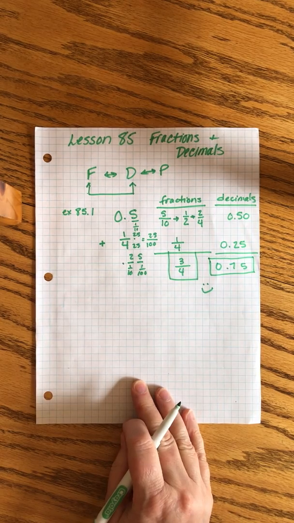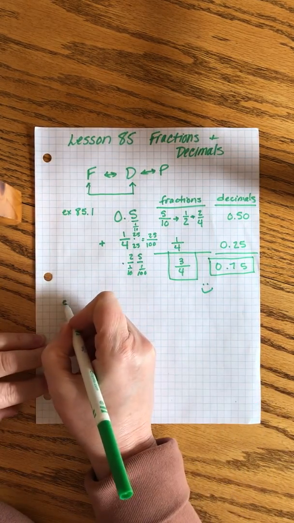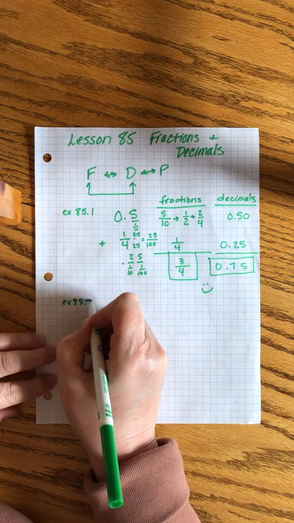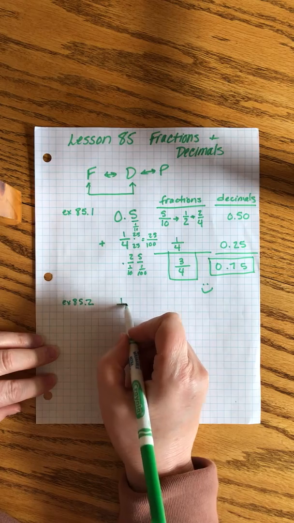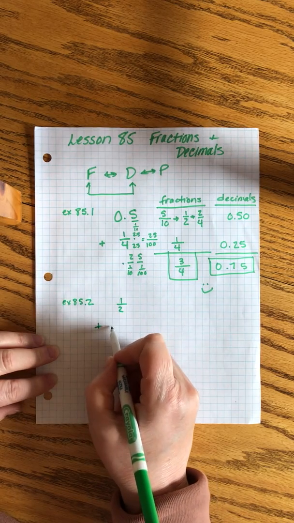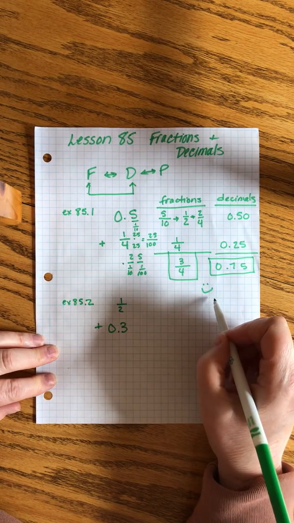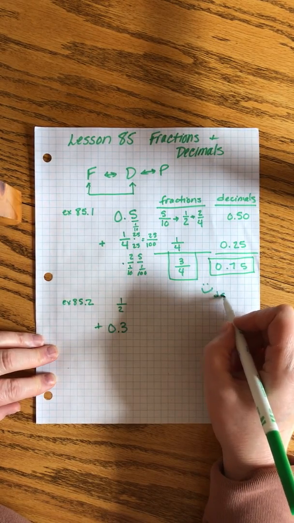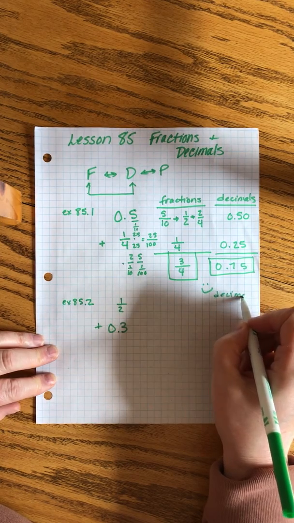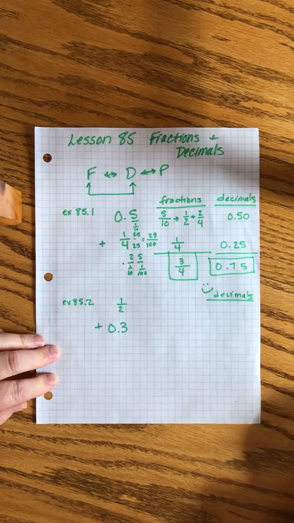Make sense? Okay, example 2. We have 3 examples in all. Example 85.2 says 1/2 plus 0.3, and this time we only want the decimal answer. Since I've already got the decimals over in this row, I'm just going to add my decimals over here, just so that it's consistent.